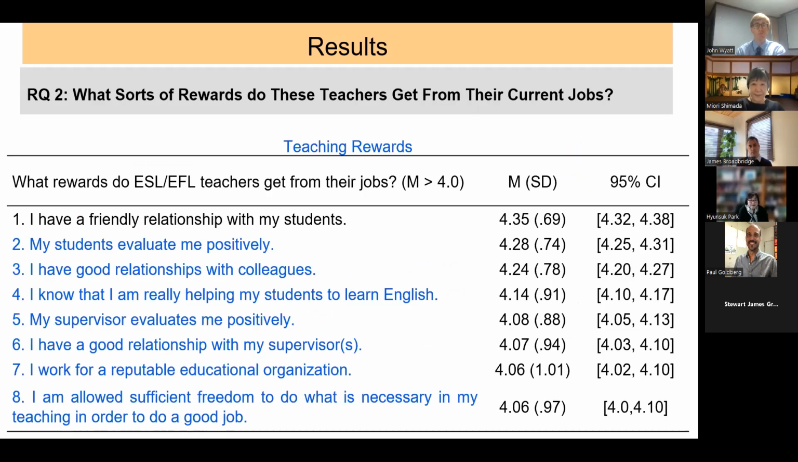Among 36 rewards items, 8 items received an overall mean higher than 4 points out of 5. There were 14 items higher than 4 points in the original study. The blue ones are the items which also appeared in the top 14 items in the original study. As you can see, only one item, the top one, "I have a friendly relationship with my students," was not on the list of items higher than 4 points in the original study. It's a big difference between the present study and the original study.